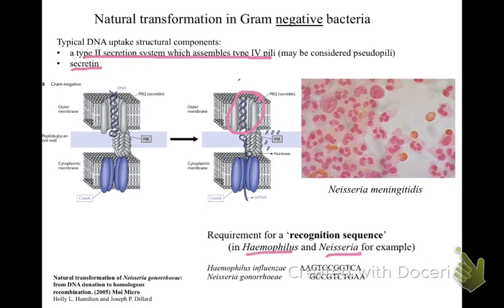There's another important factor: some of these organisms, and I'm giving you the examples of Haemophilus and Neisseria because these are the ones we most commonly look at for natural transformation, actually require a recognition sequence. So if DNA that lacks these recognition sequences is added to these cells, the DNA will not be taken up by them.